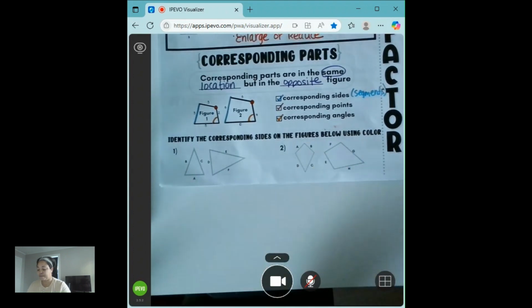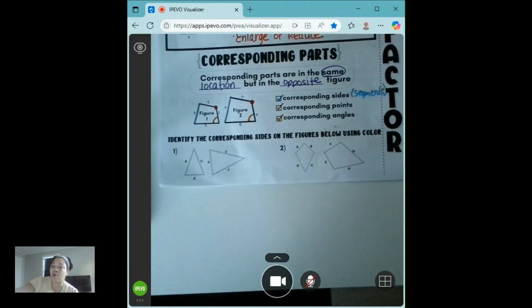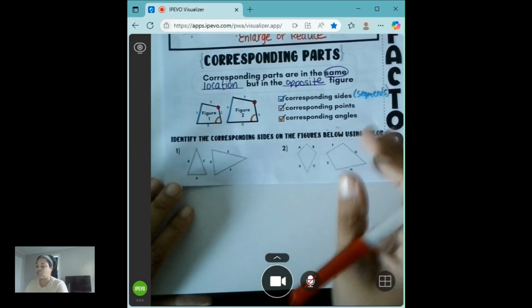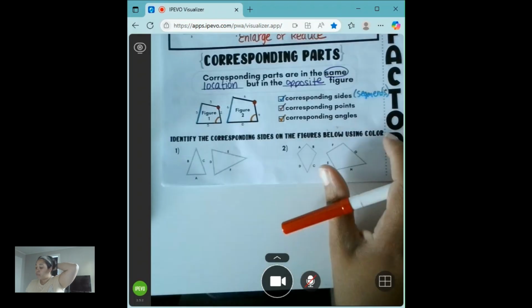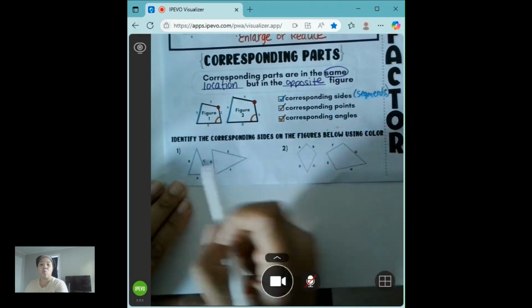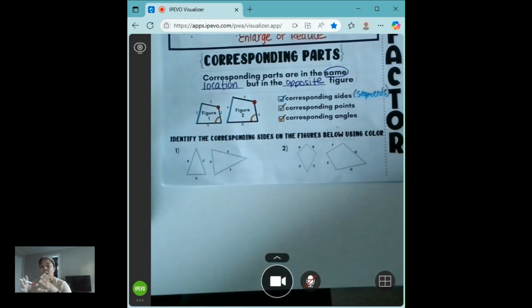We're going to identify the corresponding sides. Now we're just doing sides, okay? So we're going to do it by color. If you want to draw these out on your own paper, you can. This is just already a drawn out figure for me. So we don't know which one is the original copy. We don't know which one is the scale copy. We just want to determine, are they scale copies of one another? Well, let's label what we know about the shape.